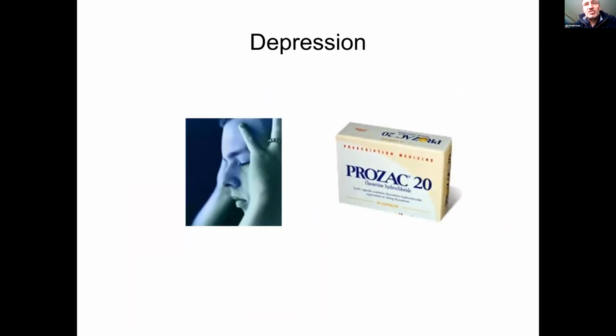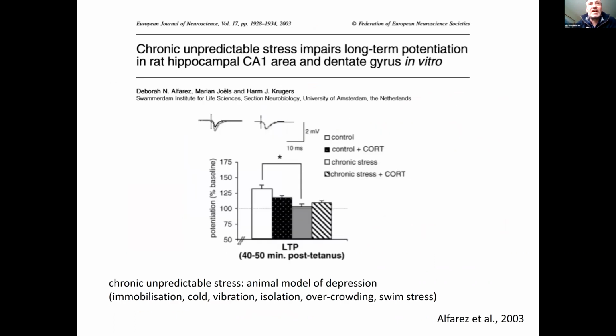In terms of depression, there's also a big literature looking at the effects of stress and stress hormones like corticosterone on hippocampal LTP. So stress and corticosterone diminish LTP. This is just one example. This is a study using what's arguably the most widely used model of depression in animals. It's a chronic unpredictable stress model, so the animals are exposed to lots of unpredictable stresses like immobilization, swim stress, overcrowding. They do things like tilting the cages, making the bedding wet, vibrating the cages, lots of things that just basically annoy the animals.